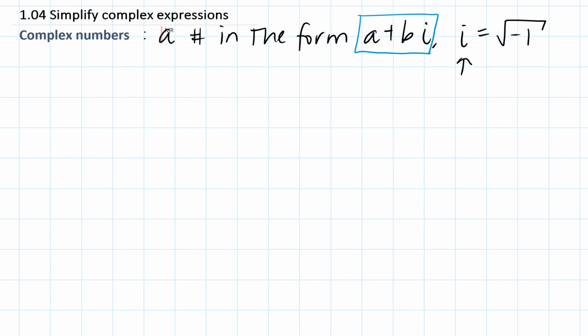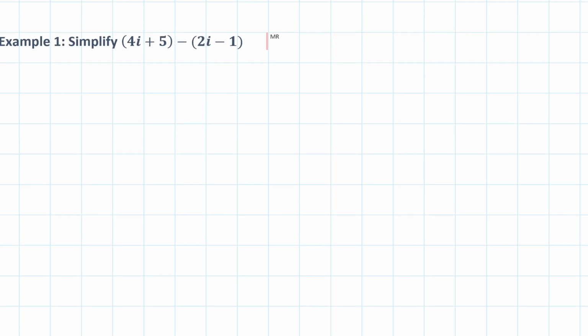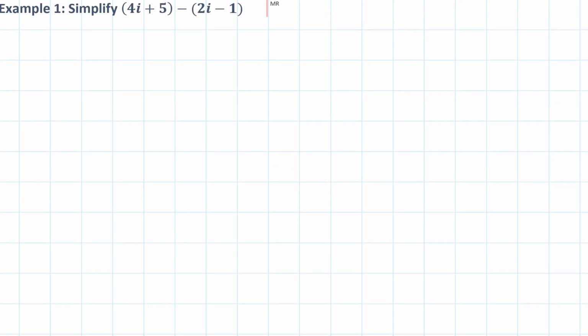a plus bi. Tomorrow you'll see where complex numbers come from, but today we're just going to get comfortable working with them. Take a look at example 1. Here we have two complex numbers. It looks like they've got components of a plus bi sort of in the wrong order, and we're subtracting them.